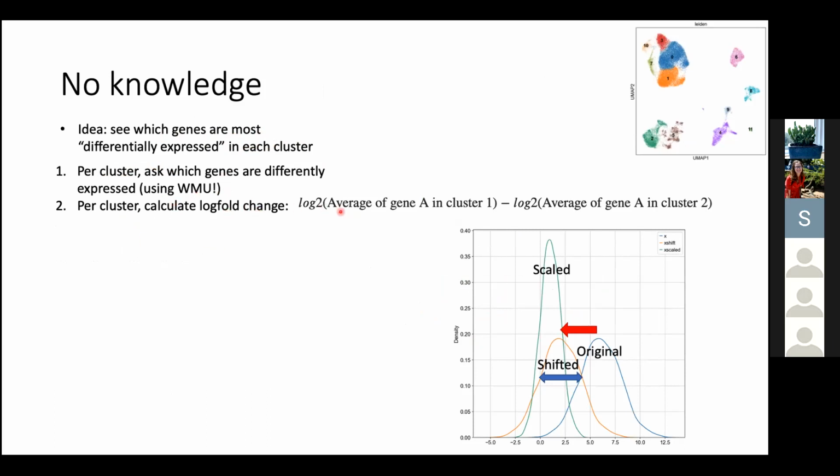I went over this quickly, but the basic idea is you take the log 2 of the average of gene A in cluster 1, and you subtract from that the log 2 of the average of that same gene in a different cluster. This is called the fold change. Yes, it's kind of similar to Bayes factor. It is. It's like the ratio of marginals.